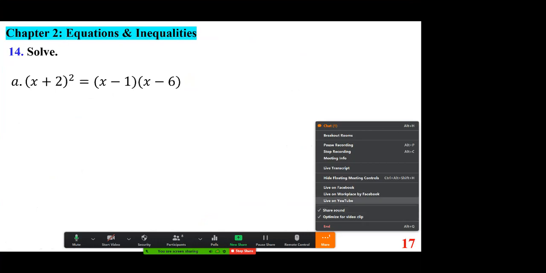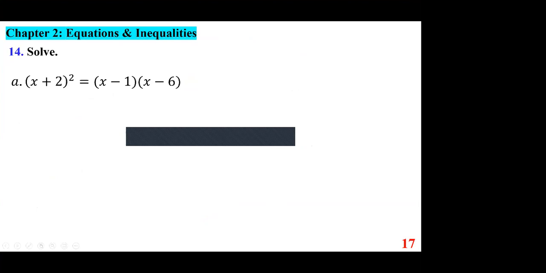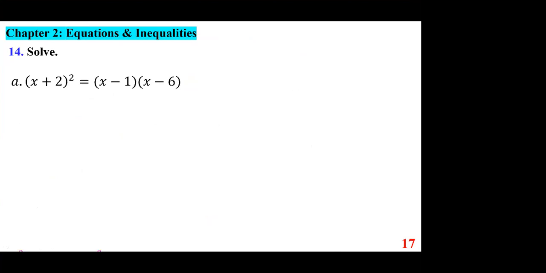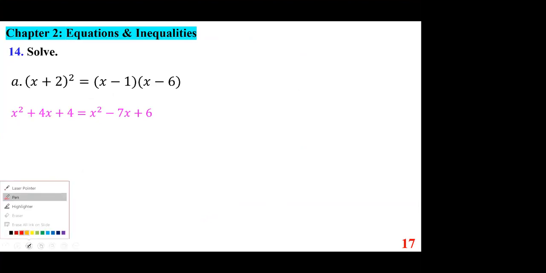Okay, class. So now let's look at this example. We are going to square the left side. We get x squared plus 4x plus 4. And the right side, class, it's a simple foiling. If you multiply x by x, you get x squared. Let me just do the middle terms because I want to make sure that everybody can see how we come up with negative 7x. This gives us minus x. This gives us minus 6x. They add up to negative 7x, okay?